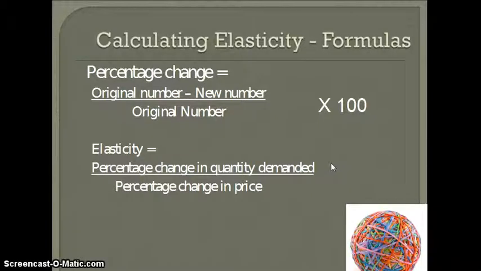Did it go up by 25%? Did it go down by 25%? Then to figure out elasticity, you're going to need the formula: percent change in quantity demanded divided by percent change in price. Demand always goes over price, so it's important that you write that correctly. Elasticity equals percent change in quantity demanded divided by percent change in price.